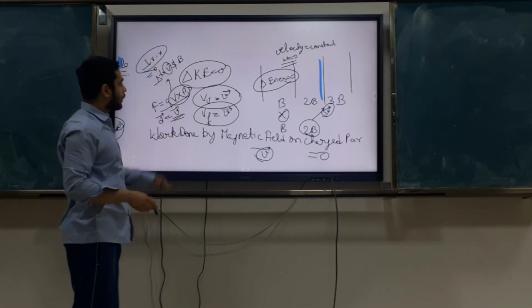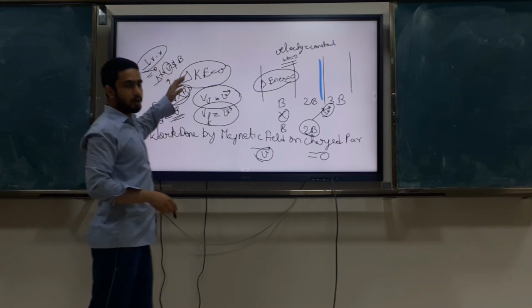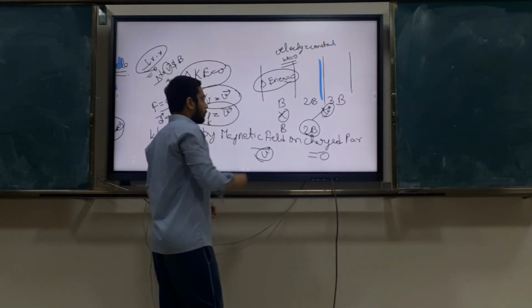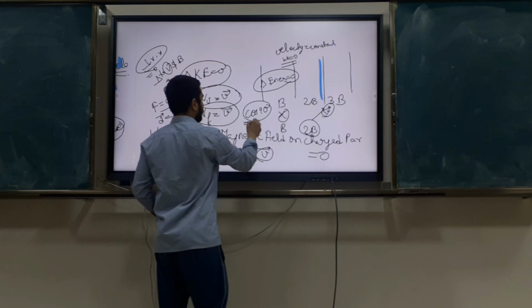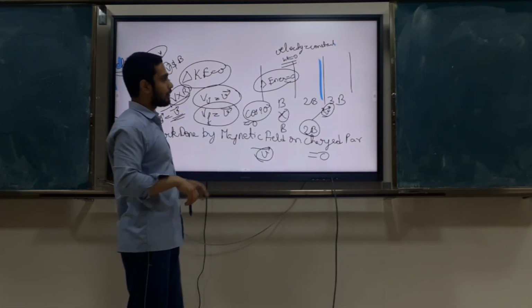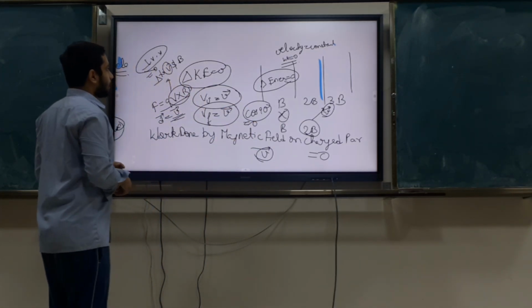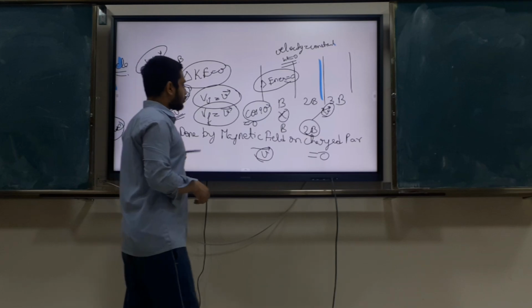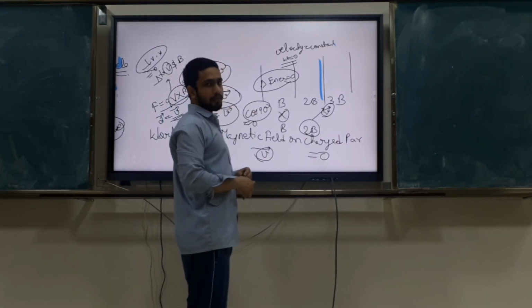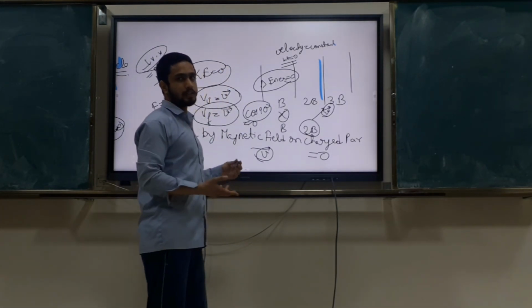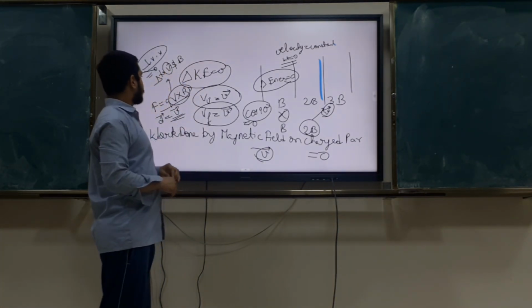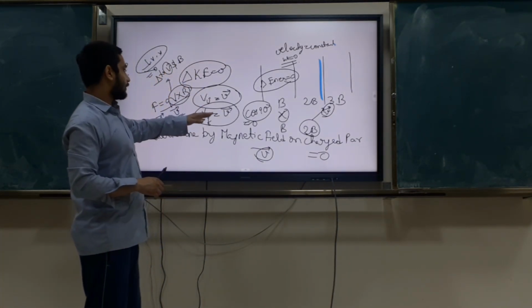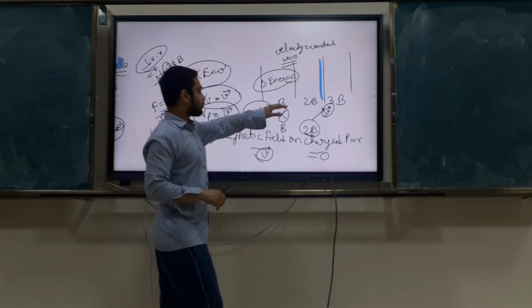The dot product of two perpendicular vectors is 0, because cos 90 is 0. So the change in kinetic energy will be equal to 0. The initial velocity will be equal to the final velocity whether the magnetic field is changing or constant. It doesn't matter; only the radius will be changing, by r equal to mv by qB.